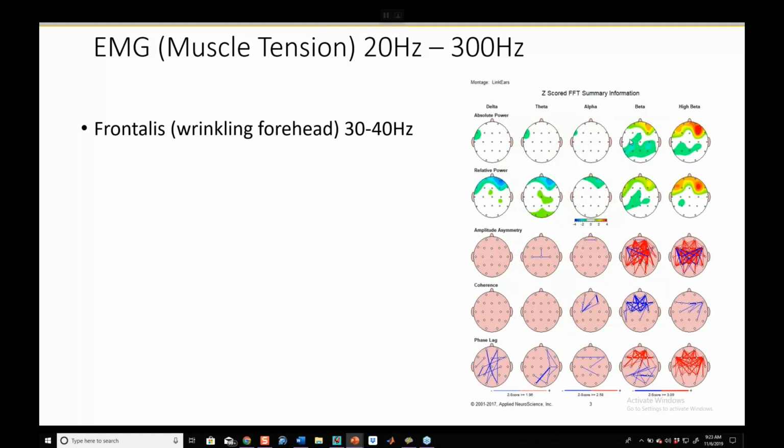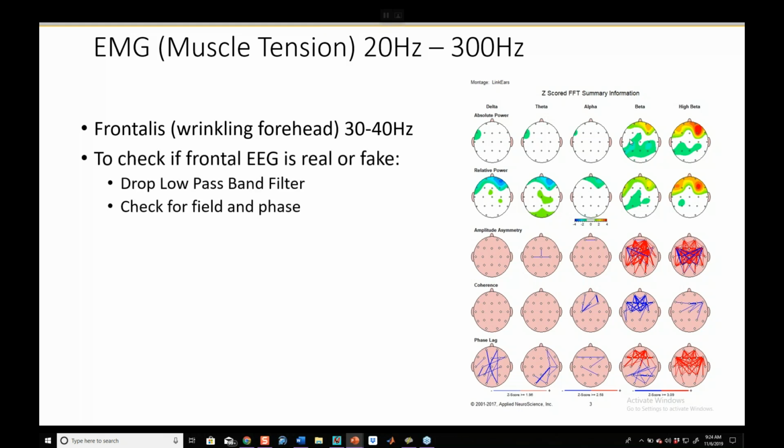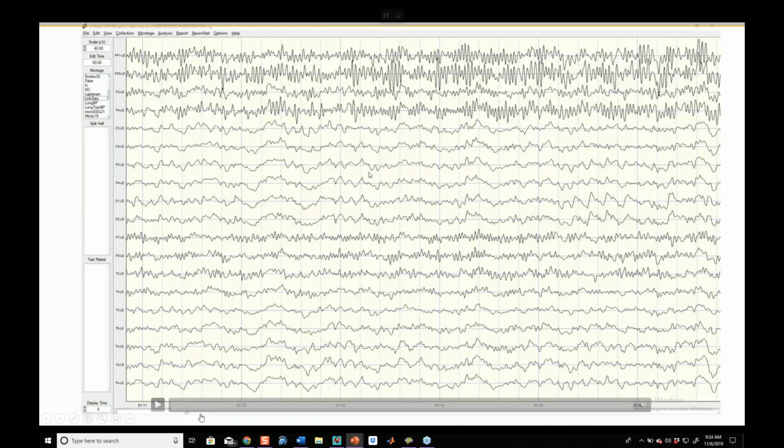The frontalis is due to wrinkling the forehead, frowning, scrunching, and it will show up in a map like this. We're going to have excessive high amplitude, high beta, and just like the other map, we have amplitude asymmetry, hypocoherence, and phase lag that are showing up as deviant. All of these metrics, even the deficit in relative delta and theta, they're all a consequence of false data to begin with, right? And so we know about these metrics now, and we know about these steps. You can drop the low pass band filter to check for muscle. You can check for field and phase.